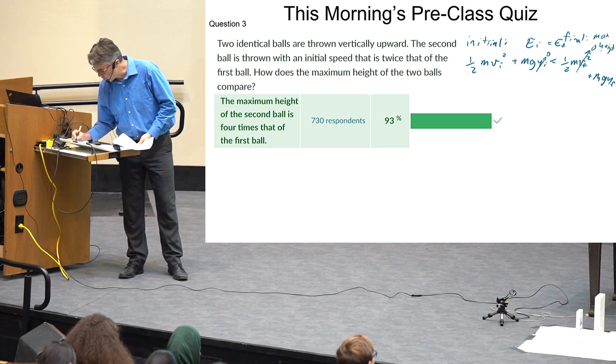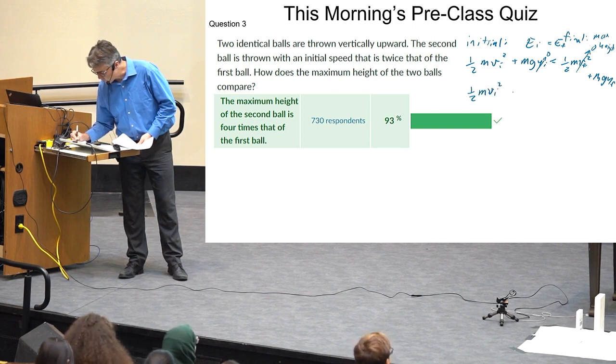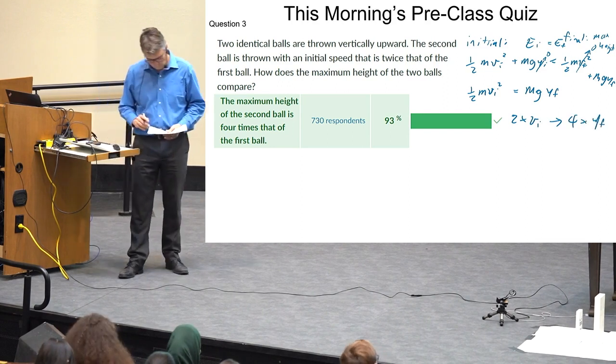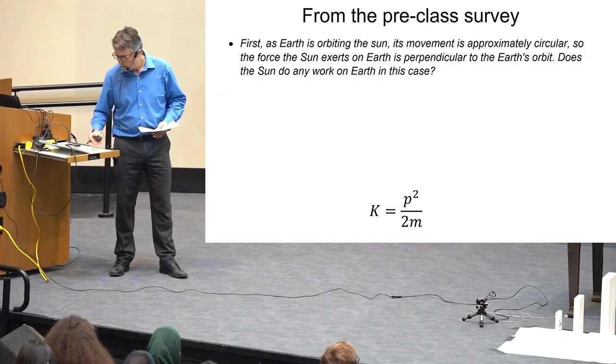So when you get rid of the zeros, you get that 1/2 mv initial squared equals mg y final. So 2 times the v initial will go to 4 times the y final.